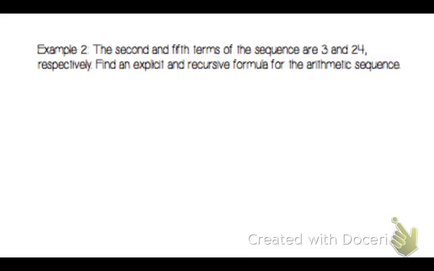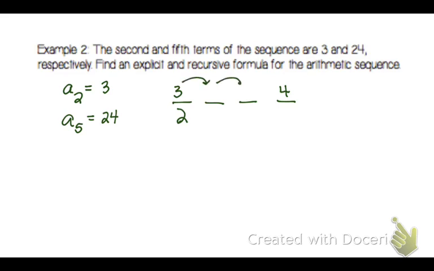All right, example 2. They tell us that the second and fifth terms of the sequence are 3 and 24 respectively, just meaning that we're going to go in the same order that they give us the values. So a sub 5, the fifth term, would be 24. They want us to write an explicit and recursive formula for the arithmetic sequence. So there's a couple different ways that we can think about this. So this would be your second term, third, fourth, fifth. And we know that we started here at 3 and we went to 24, and so we are adding the common difference 3 times.